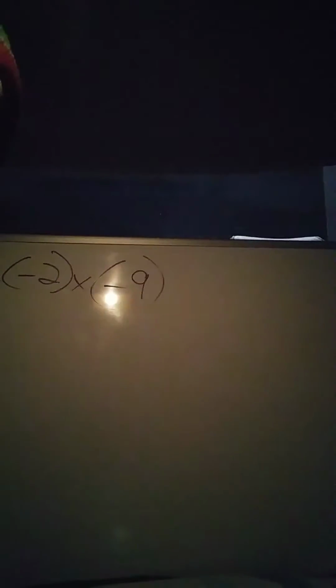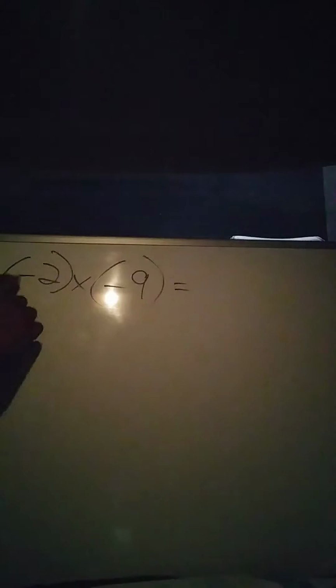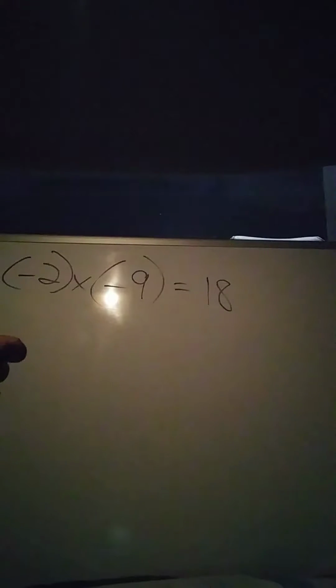So for example, if you have a question that says -2 times -9, I hope everybody can see that, okay? Now you're dealing with two negative numbers. If the two numbers have the same sign, whether 2 positive or 2 negative, then the answer is going to be positive. So basically it's going to be 2 times 9, which is 18, or positive 18, okay?